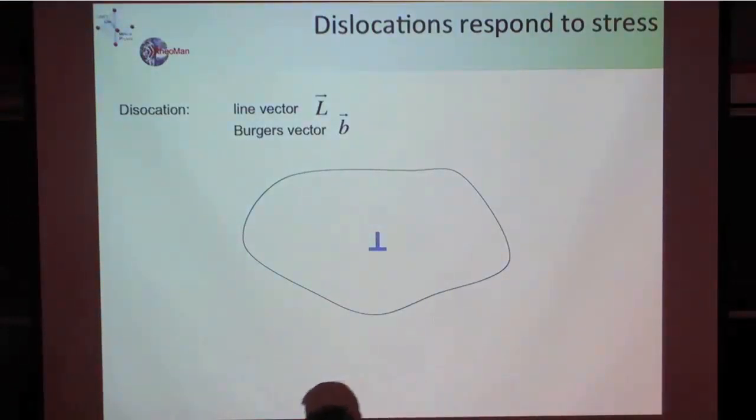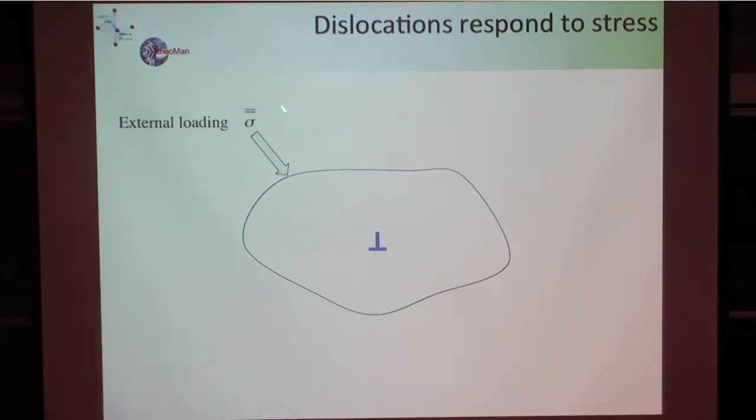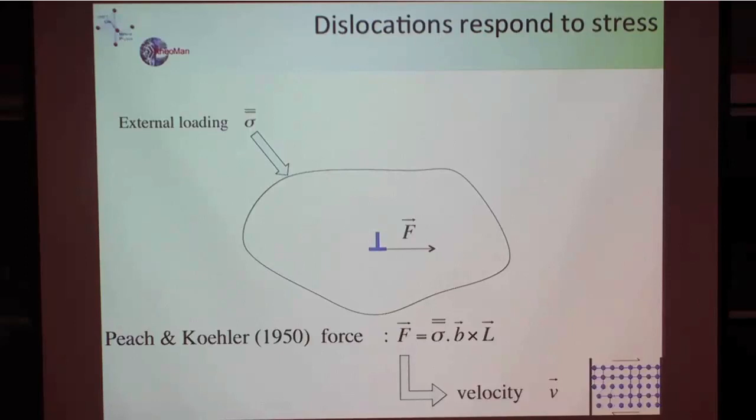So if you take a dislocation, represented by this symbol here, and you put it into a medium, the dislocation is characterized by the Burgers vector, the amount of shear that is transported by the dislocation, and the line vector, because it's a line defect. If you now load your medium, in other words, you plunge the dislocation into a stress field, what is important to realize is that since there is a displacement field associated with the dislocation, and since there is a stress field here, they can couple, and the dislocation will respond to stress. And this is extremely important.